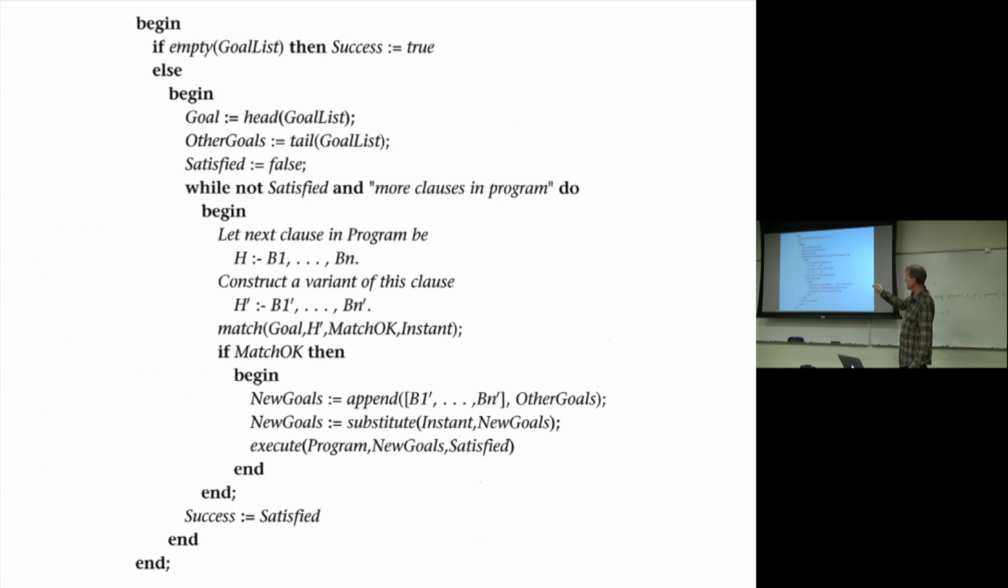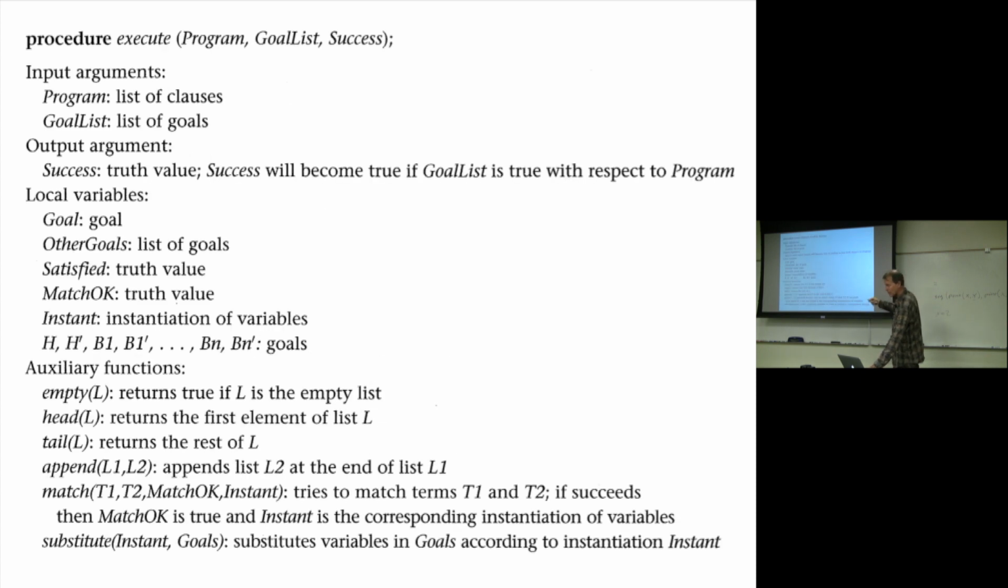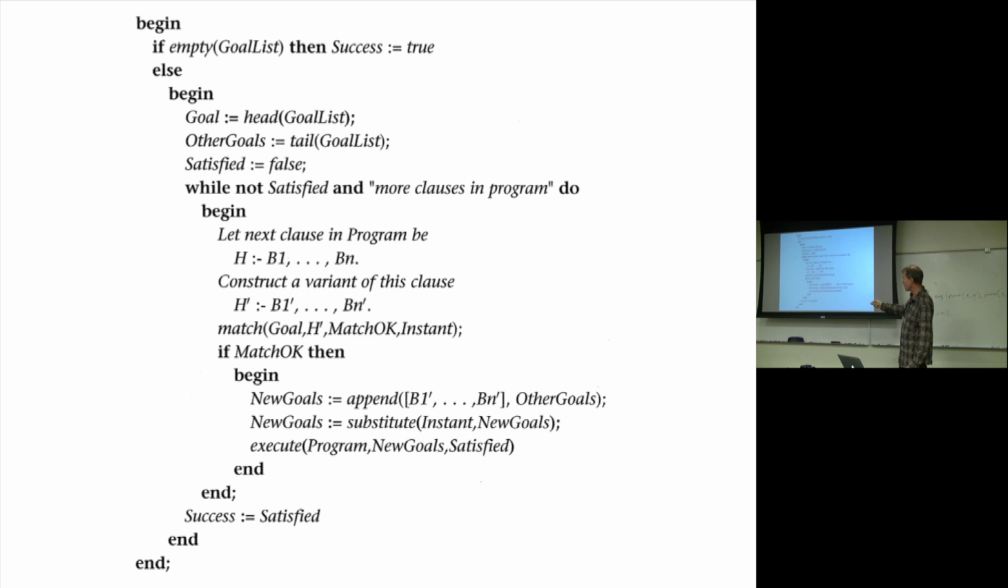Begin, end. If empty goal list, then success gets true. Else begin. Goal gets head of the goal list. Other goals gets the tail of the goal list. That's the car and the cdr. Are you with me? And then satisfied gets false while not satisfied and more clauses. So there's a loop. This whole algorithm is called execute. And so the structure of the logic is that there is a loop here, and within the loop, there is a recursive call to execute.